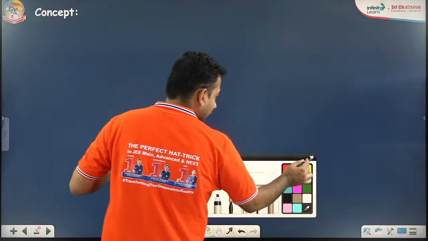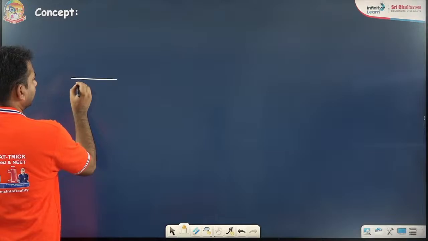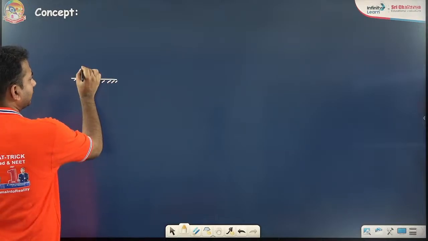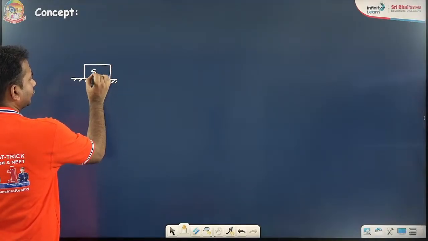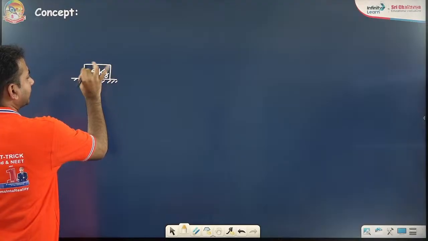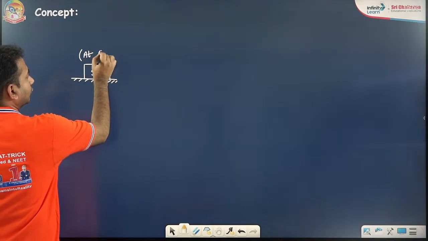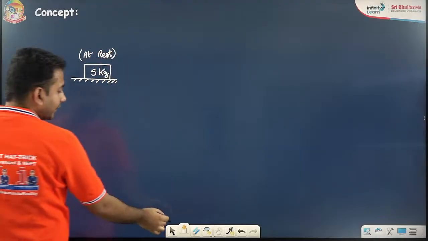So suppose there is an object. It is kept on a table or a horizontal surface. There is a 5 kg object and it is at rest. This object is at rest, it is not moving anywhere.